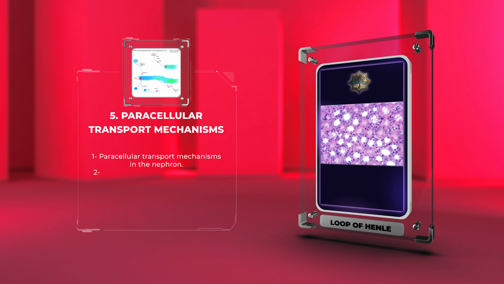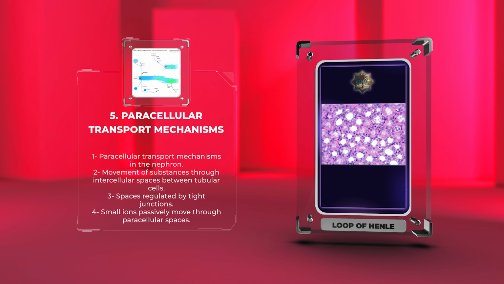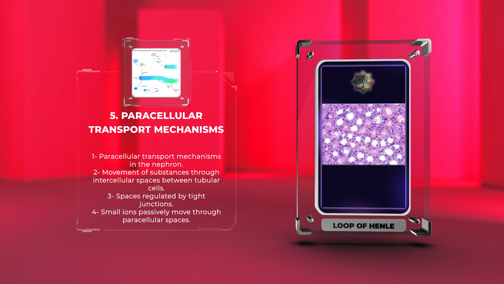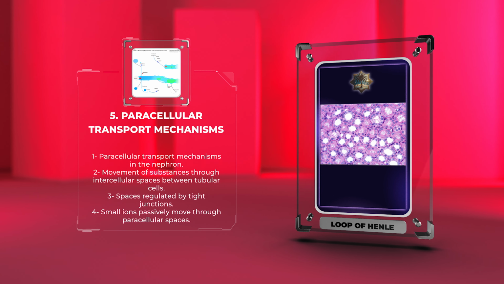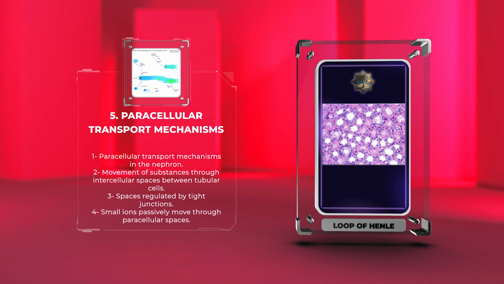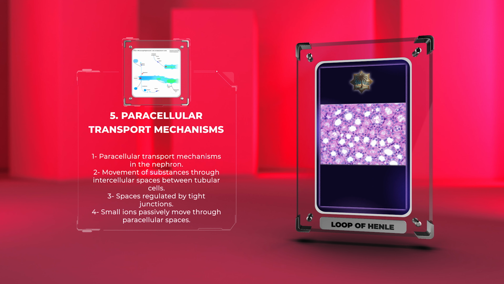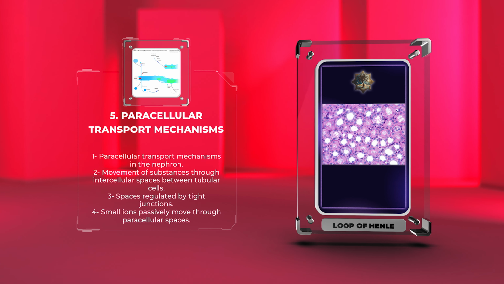Alongside transcellular transport, paracellular transport mechanisms contribute to the reabsorption of substances in the nephron. Paracellular transport refers to the movement of substances through the intercellular spaces between tubular cells. These spaces are regulated by tight junctions, which determine the permeability and selectivity of the paracellular pathway. Small ions, such as sodium, chloride, and potassium, can passively move through these spaces due to the movement of water and electrochemical gradients. Paracellular pathways allow for the fine-tuning of reabsorption, maintaining the balance between water and solute concentrations.